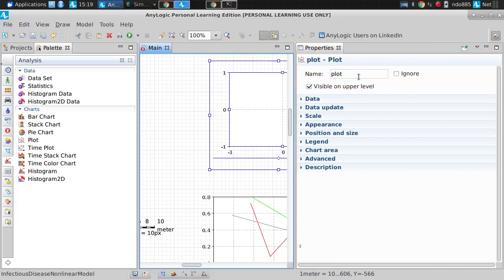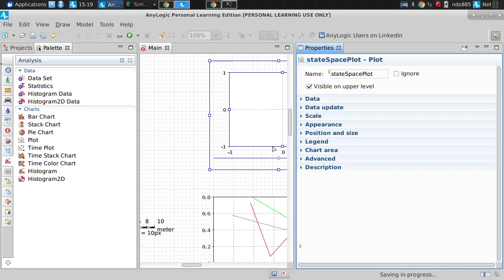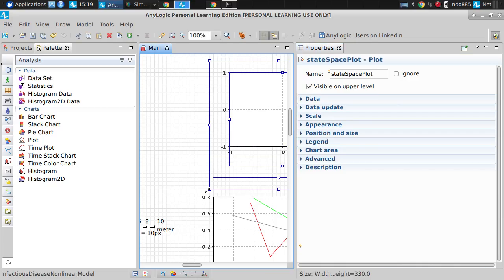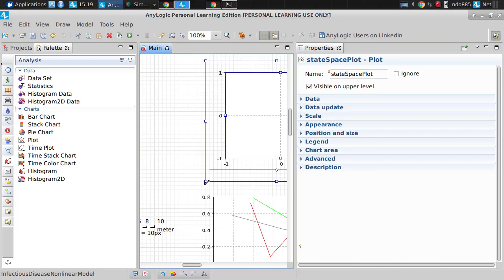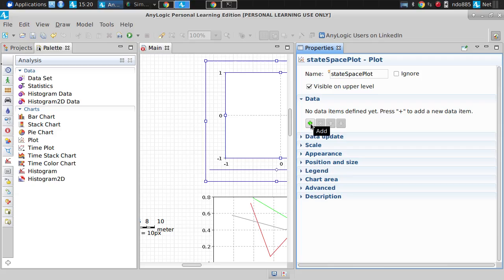Okay, and this is going to be called state. I'll call it state space plot. Ladies and gentlemen, the name reflects the fact that we're going to be plotting out the state in terms of x and y coordinates. So if we consider the simulation at a given point in time, it's going to have a certain value of susceptible and a certain value of infective, and we're going to use that to plot out the state. The state will be visualized as a point. And over time, its state will evolve.